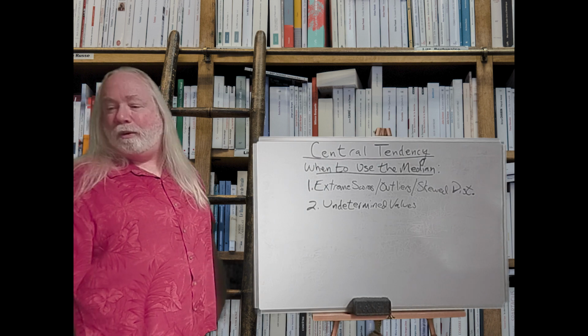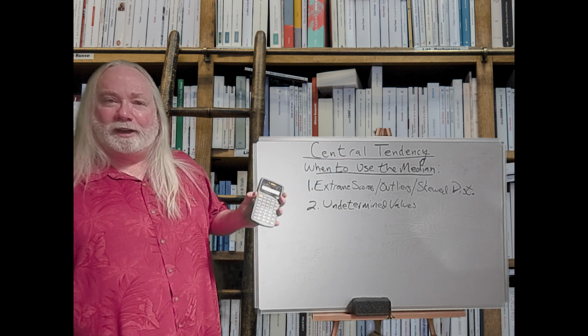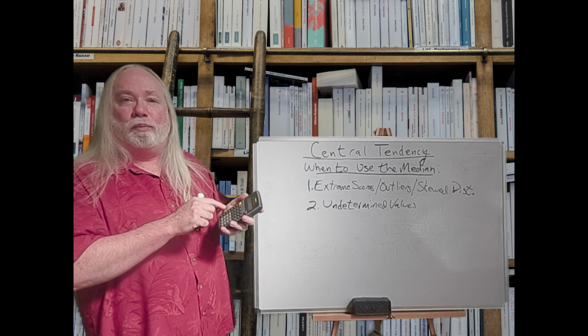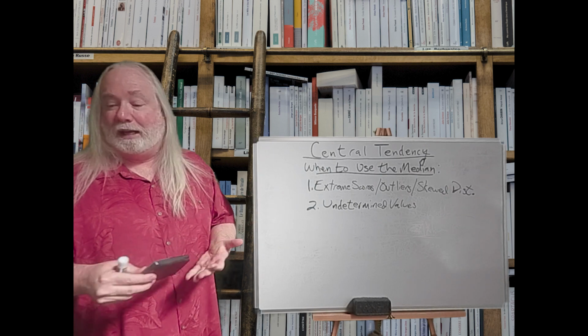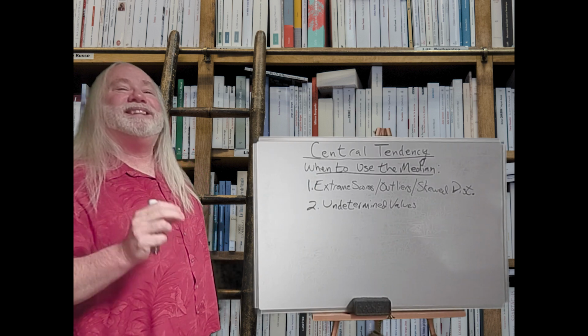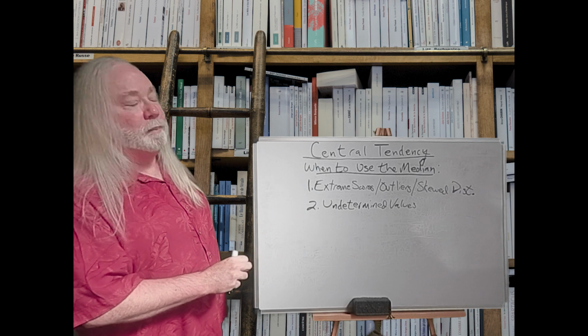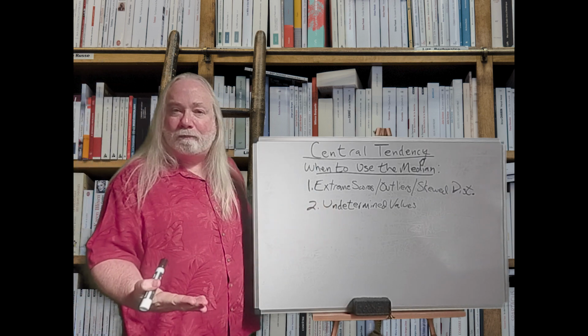Well, how do I put that in a calculator? I can't put in all the scores and then write n plus 1, I don't know. My calculator won't do that. So it's literally impossible to calculate a mean under these circumstances. You can't do it because you don't have a number to put in.